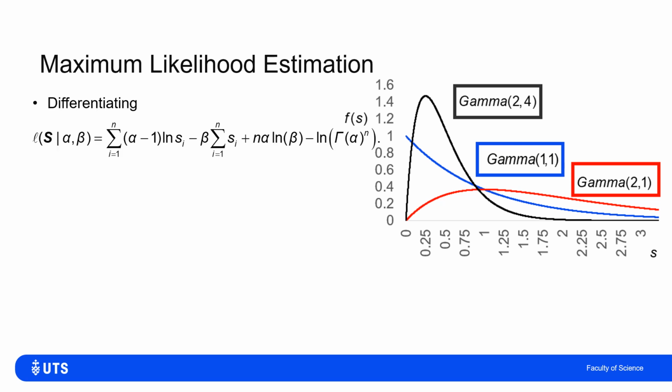Now, some of this, what I ended the previous slide with, is maybe easier said than done. If I differentiate this with respect to beta, that part isn't bad. The first term doesn't depend on beta. The sum of the alpha minus 1 times log s, that term vanishes. The last term that only depends on gamma of alpha vanishes. And then the middle term will quite nicely give me minus the sum of the s's plus n alpha over beta.